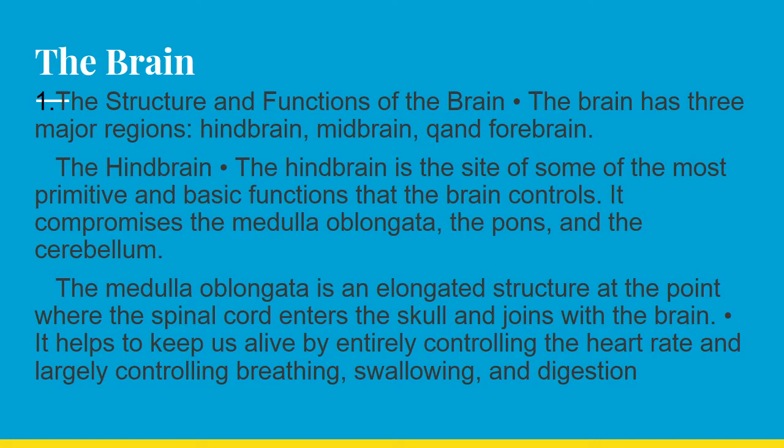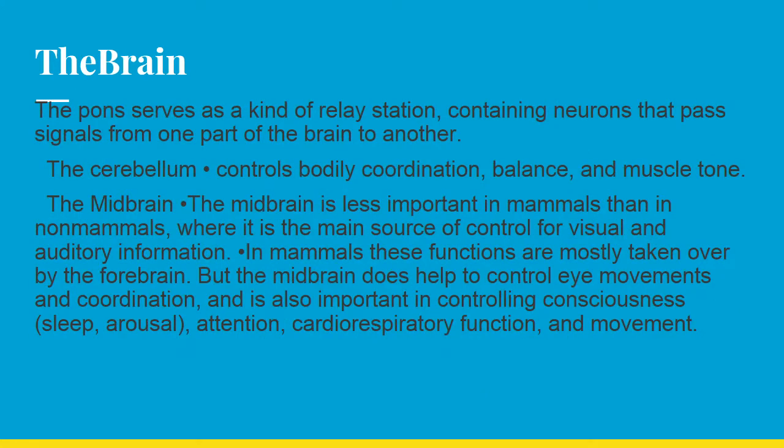What is the medulla oblongata? It is an elongated structure at a point where the spinal cord enters the skull and joins with the brain. It helps to keep us alive by entirely controlling the heart rate and largely controlling our breathing, swallowing, and digestion. The pons serves as a kind of relay station, and it contains the neurons which transmit the messages from the other parts of the body to the brain. Then we have the cerebellum. It controls all the bodily coordination, balance, and muscle tone.